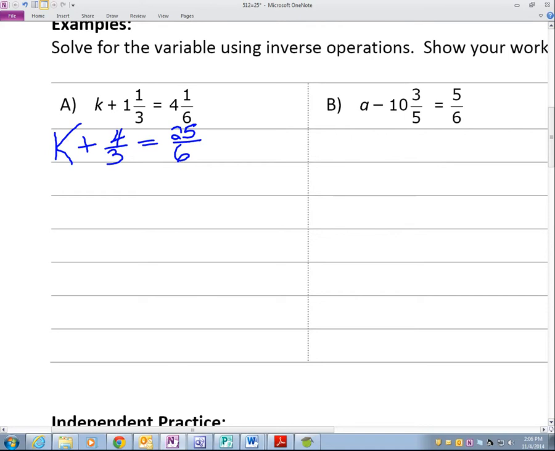In order to get k by itself, I have to undo what's being done to k. I'm going to be putting these equal signs all the way through, unless I rewrite. People have been doing some crazy layouts when they're doing their homework. In order to undo a plus 4/3, how do I undo that, Max? Good. I'm going to subtract 4/3 from both sides, minus 4/3.